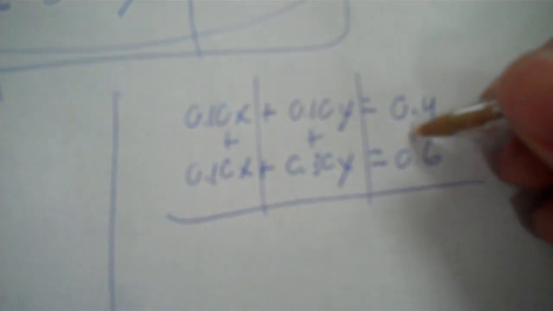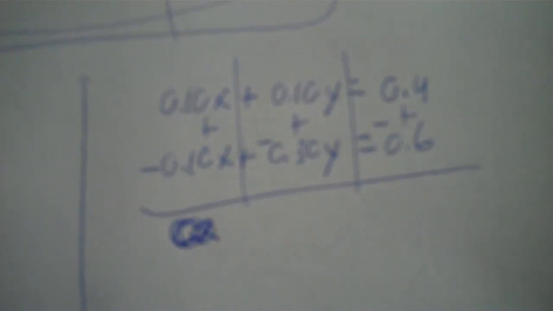Okay, so we try adding them, but that doesn't add, that's 0.20. But if you made that negative, it would add to 0. Negative, negative. Remember, 0 times a variable is 0. So 0.10 plus negative 0.30 is negative 0.2y. 0.4 plus negative 0.6, and that's negative 0.2. So that's okay.